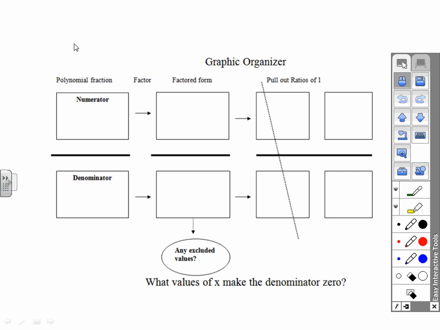x squared. Wow, that's huge. Plus 4x. Let me go back in. Erase that. Okay. There we go. X squared plus 4x plus 3 over x squared plus x minus 6.